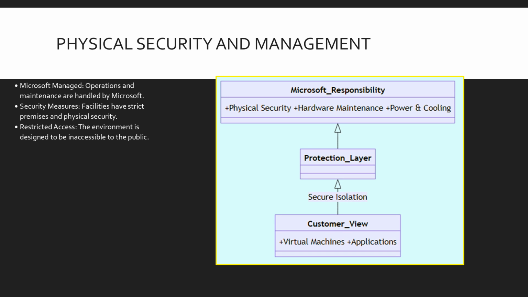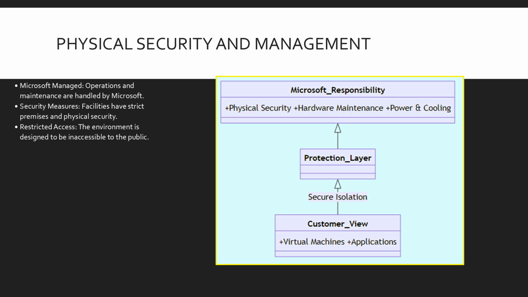Finally, let's discuss security and management. The Azure Production Network is physically separate and strictly managed. Microsoft handles all operations and maintenance, employing rigorous physical security measures to protect the facilities and premises. As mentioned earlier, key components like the hypervisor are designed for cloud use and are not accessible to the public. This ensures that, while you have control over your virtual resources, the physical and platform security remains under Microsoft's tight control.